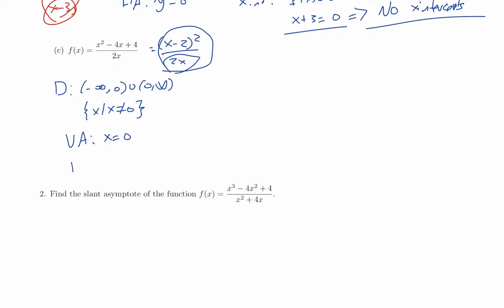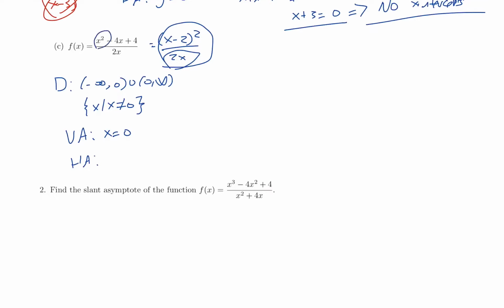Horizontal asymptote, since the degree in the top is bigger, that means there's none. So no horizontal asymptote. And this one actually has a degree exactly 1 greater than the bottom one. So this one actually has an oblique or slant asymptote. And this is the exact same example from the main lesson video I went over. And in number 2, we'll look at how to find oblique or slant asymptote.